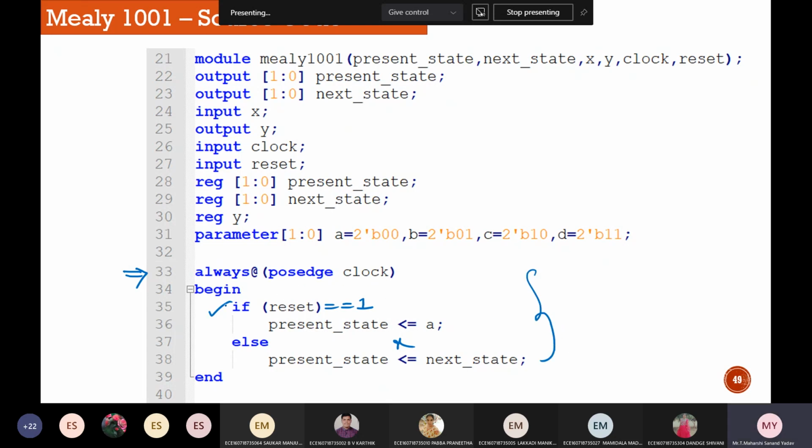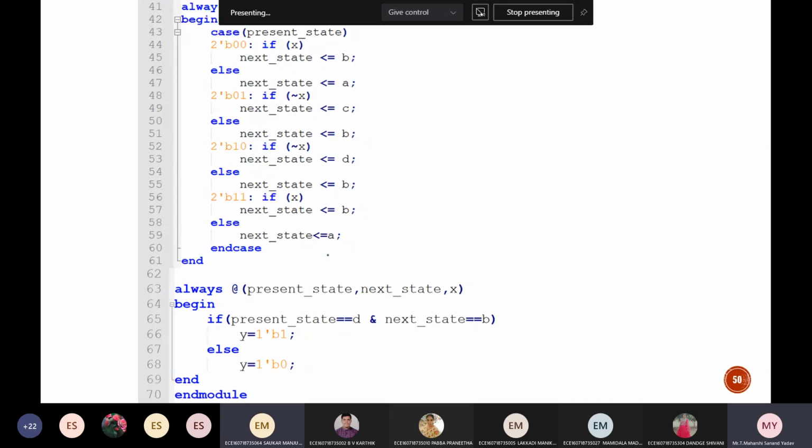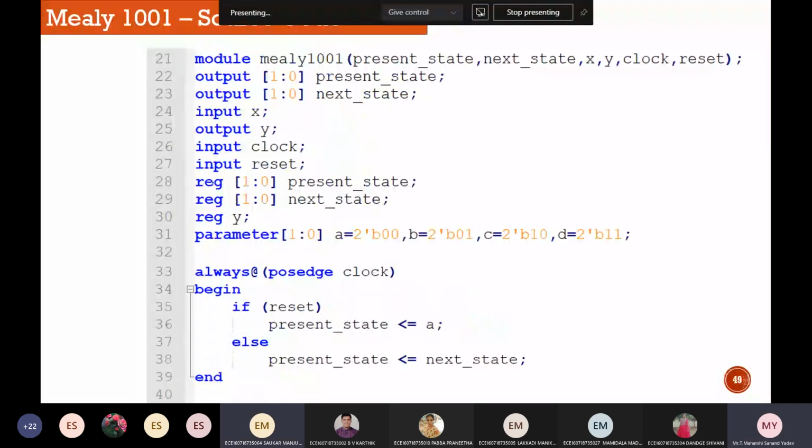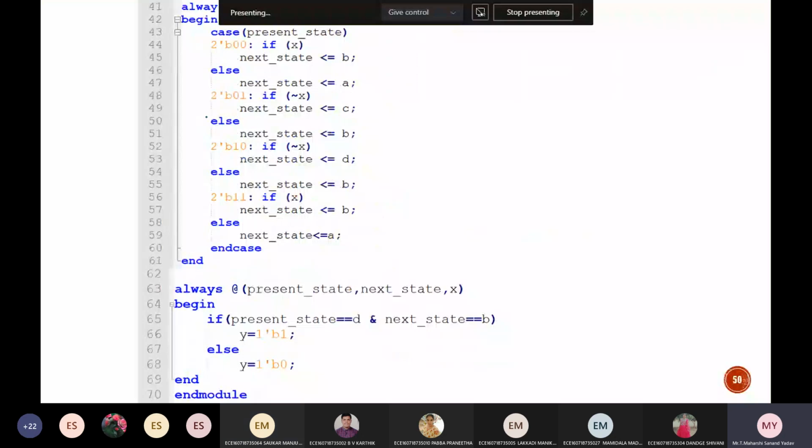So always at the positive edge of clock begin, if reset is equal to 1, present state will be A, or else it will go to the next state depending upon the condition X. For all sequences it will be the same, sir. Yes, for everything it will be the same. Only this part changes, from line number 41 to 61, you need to change it depending upon the sequence.